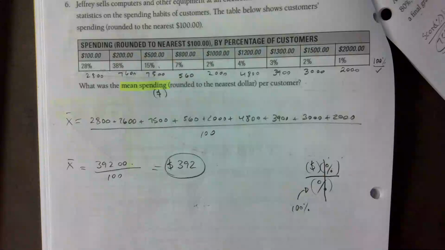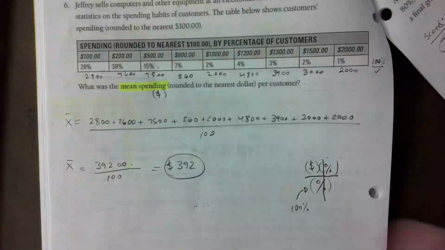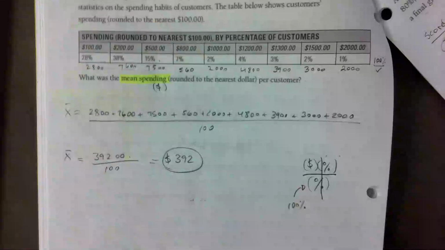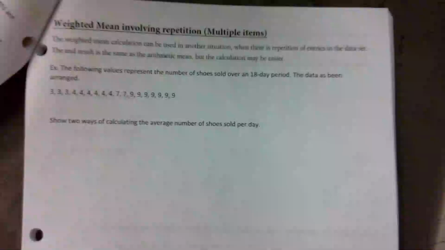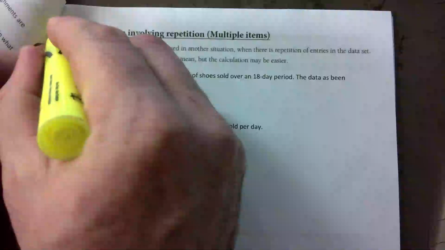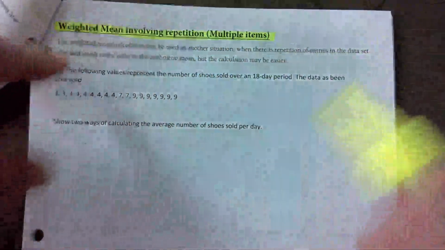Weighted mean involving percentages. Okay, now we're going to do repetition. You'll find that it's about the same, except for this unit analysis is going to be very critical in that point because you won't always divide by 100. So let's keep going to page 44. So this is weighted mean, page 44. Okay? Weighted mean involving repetition, so multiple items.